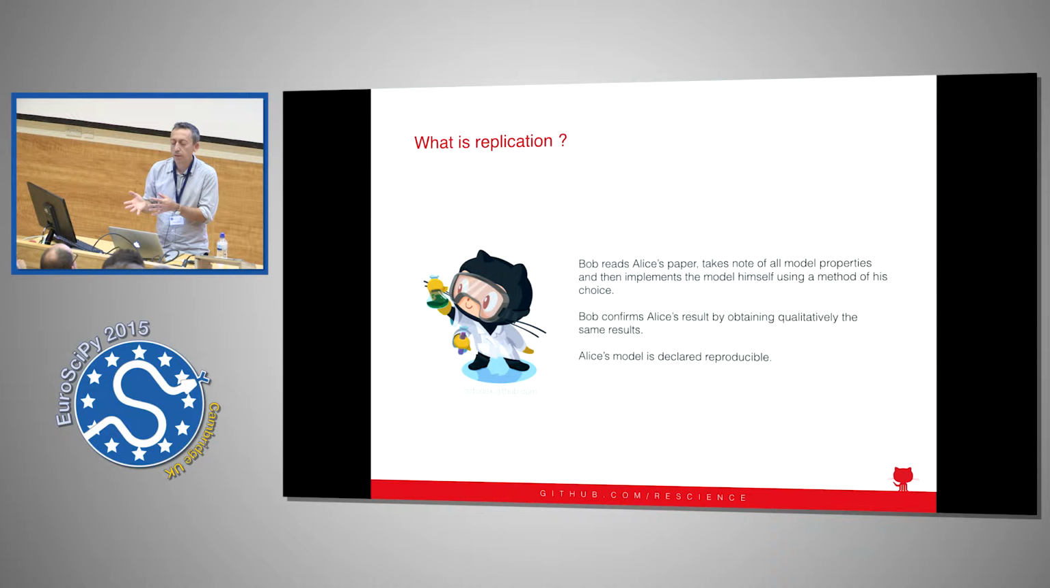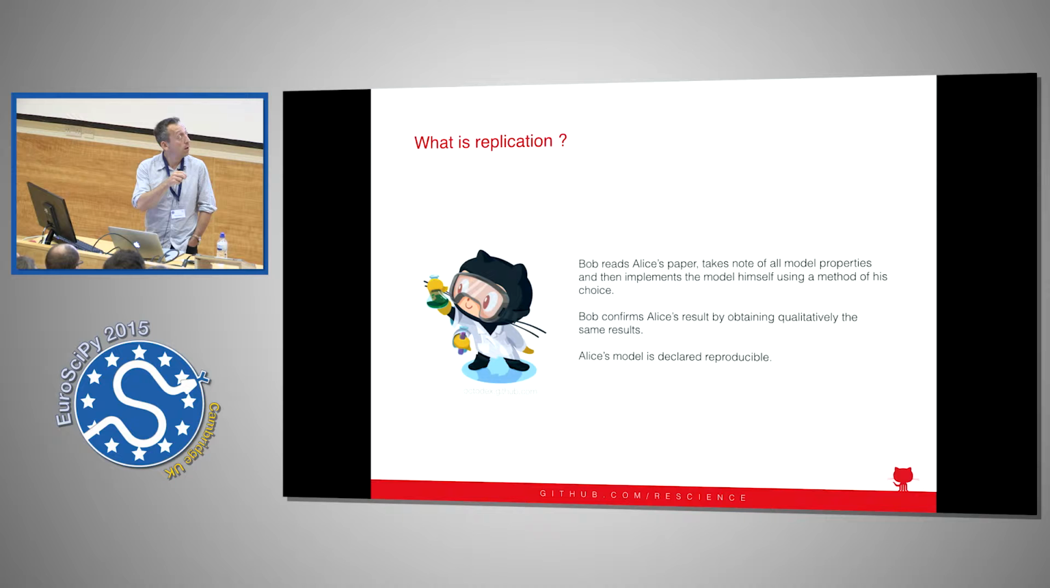Replication is something different from reproducibility. The idea is that you don't want to just take the code and run it on your computer. You really want to rewrite everything. So the starting point is you get the paper, and you're supposed to have all the explanation concerning the model, and you try to rewrite the model. And when you do this, this is when you realize that there are maybe some missing information or something that doesn't work as advertised in the paper. So this is really a nice exercise.